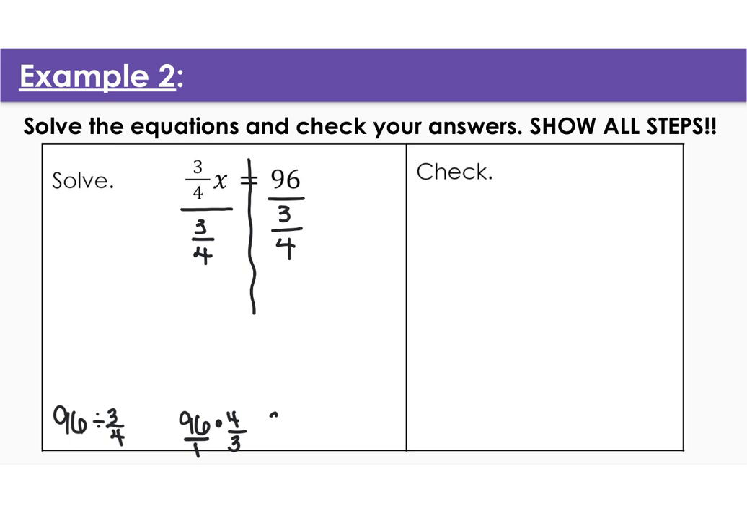96 times 4 is 384. 1 times 3 is 3. 384 divided by 3 is 128. So this is 128 on this side equals x, because 3/4 over 3/4 equals 1. So that leaves us with 1x. So we're going to check now.